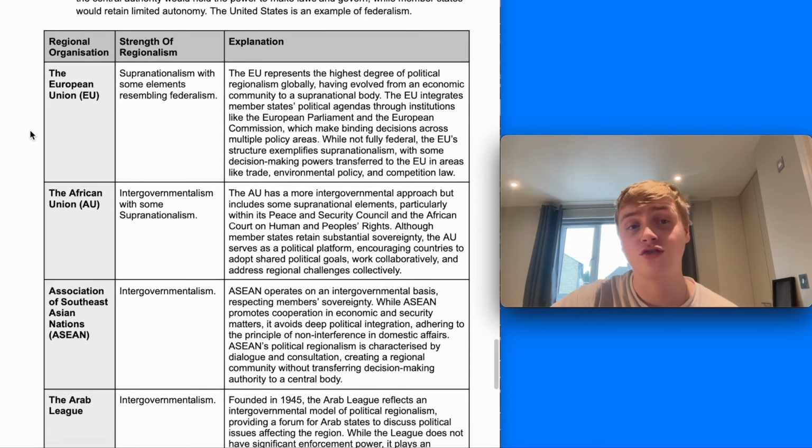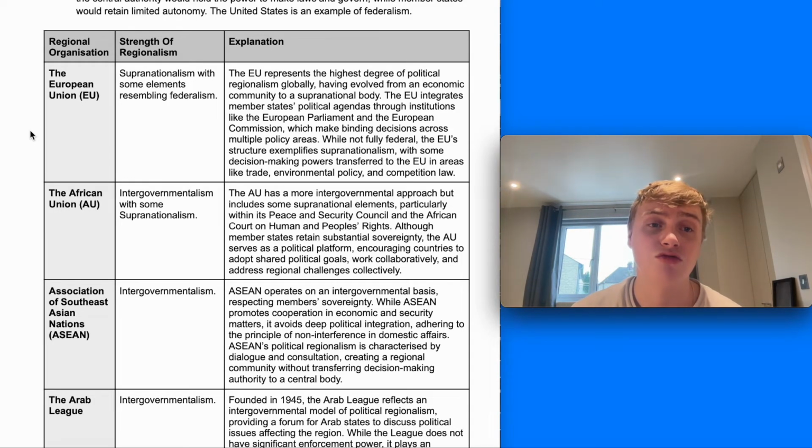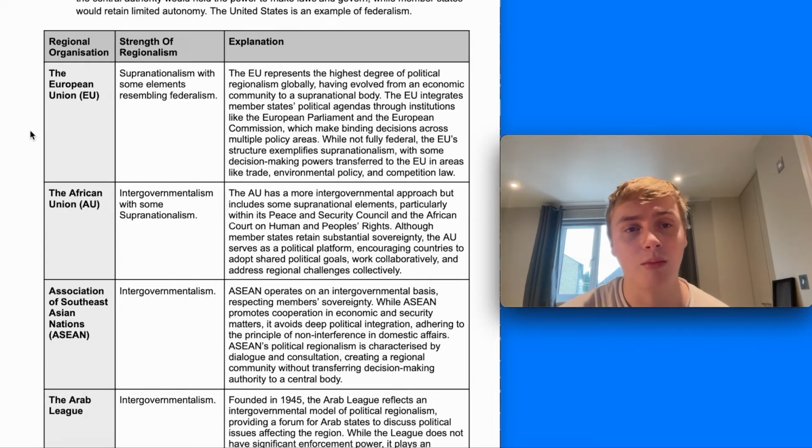In terms of the structure of current regional organisations, the European Union is largely supranational, with some elements resembling federalism, but also some areas representing intergovernmentalism as well, as we'll look at in the video on the EU. But it does represent the highest degree of political regionalism globally, having evolved from an economic community to a supranational body. So it integrates members' political agendas through institutions like the European Parliament and the European Commission, which make binding decisions across multiple policy areas. So it's not fully federal and not fully supranational, with some decision-making powers transferred to the EU, but some kept by member states as well.